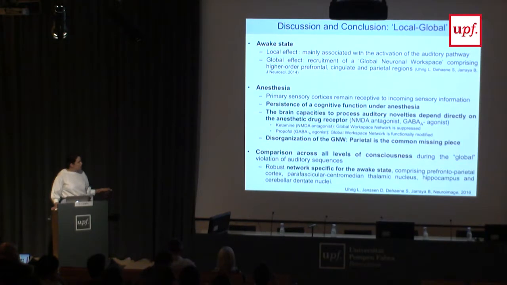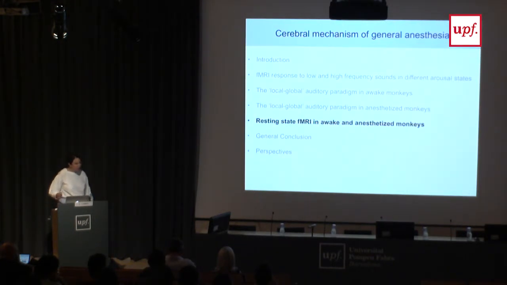But we could also demonstrate that you have a specific network for the wake state, with robust activations in the parietal cortex, prefrontal cortex, and in some thalamic nuclei like the parafascicular nucleus of the thalamus. So that's what you get when you want to study information processing in the monkey brain under anesthesia.